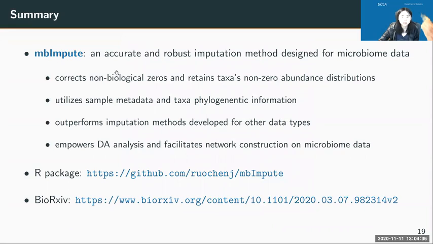So this is the summary of what we said. mBimpute is a method for imputing microbiome data. It can correct non-biological zeros it identifies to reduce data sparsity. It can utilize sample metadata and taxa phylogenetic information. We found that it outperforms imputation methods developed for other types of data. And we showed its application in DA analysis and network construction. This is the R package, and this is the bioRxiv paper.